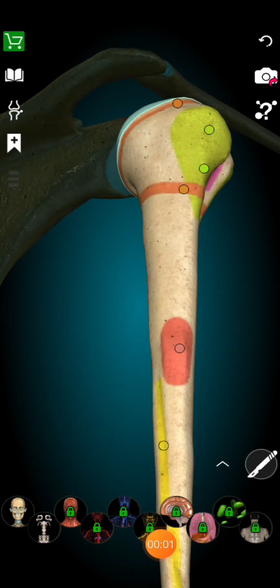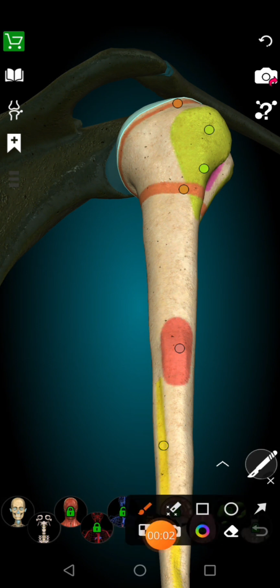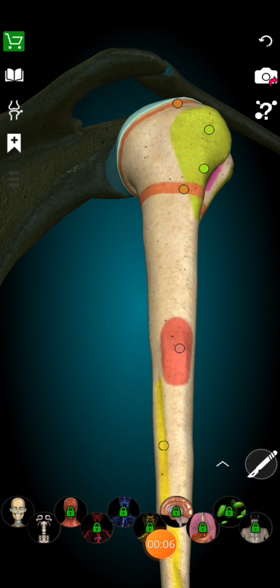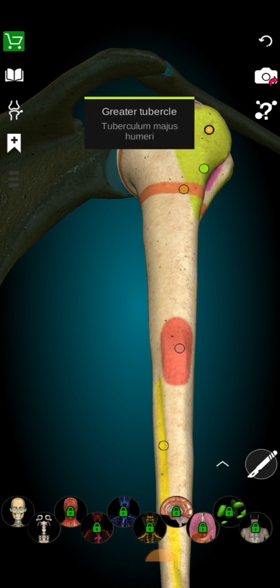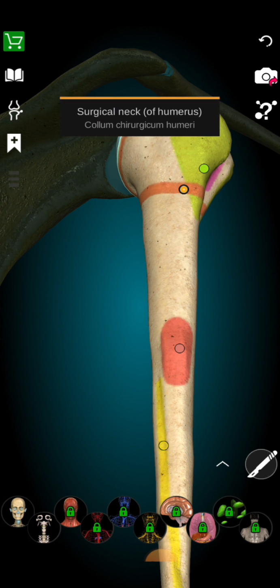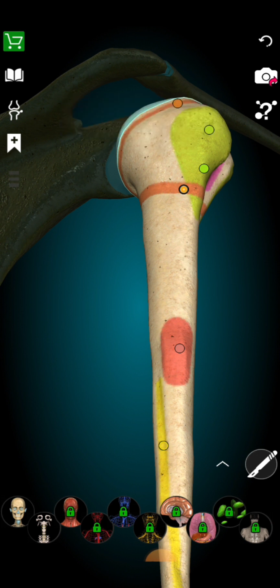Now we can see the posterolateral aspect of the humerus, right? So again repeating, this is the anatomical neck. Now this is the greater tubercle. This is the surgical neck along which the axillary nerve passes, and if this neck is broken, there could be injury of the axillary nerve, okay?